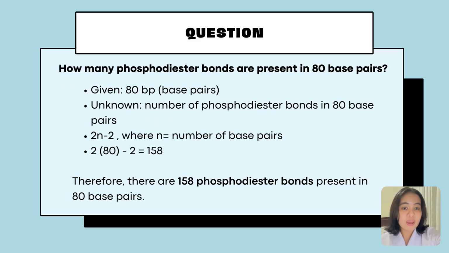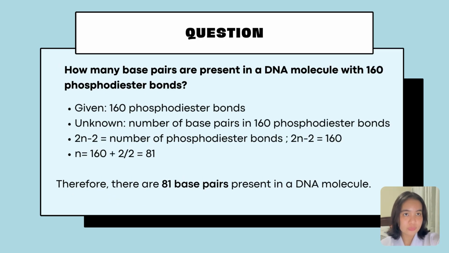For the second problem, we have: how many phosphodiester bonds are present in 80 base pairs? As we did in the previous problem, we must note first the given, which is the 80 base pairs, and the unknown is the number of phosphodiester bonds in 80 base pairs. In this problem, we are going to utilize 2n minus 2, where n is the number of base pairs, and we just have to substitute 80 for n, which would be 2 times 80, which is 160, minus 2 is equal to 158. Therefore, there are 158 phosphodiester bonds present in the 80 base pairs.